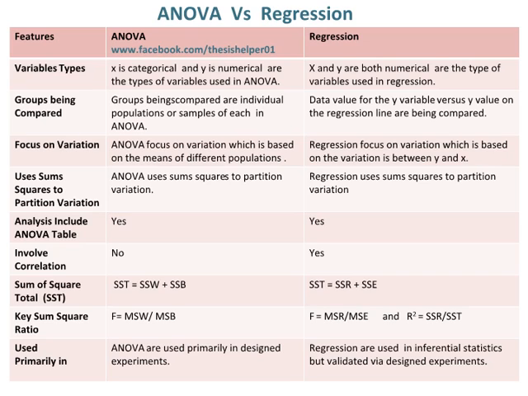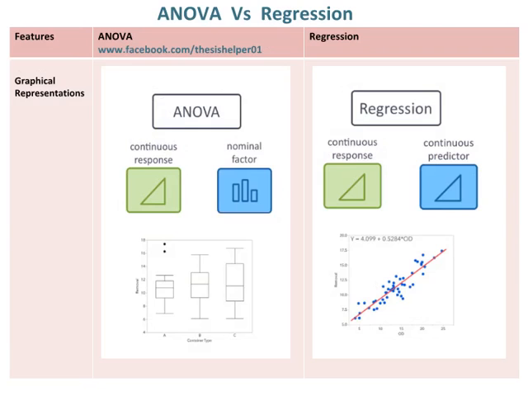The sum of squares total of ANOVA and regression are given for comparison. The key sum of squares ratio of ANOVA and regression are given for comparison. ANOVA is used primarily in designed experiments. Whereas regression is used in inferential statistics but validated via designed experiments. The graphical representation of ANOVA and regression are given for comparison.